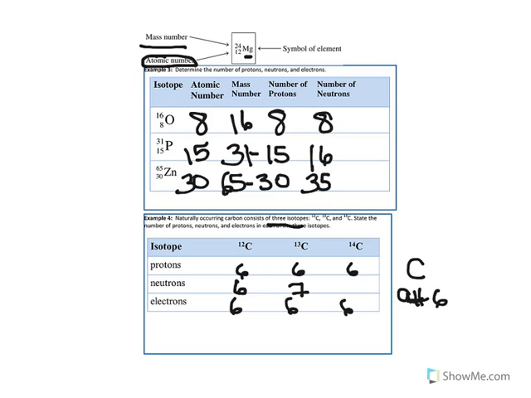Why don't you try carbon 14? Carbon 14 has a mass number of 14, and 14 minus 6 protons leaves us with 8 neutrons. Again, the only difference in an isotope of an element is the number of neutrons. The number of protons and electrons stays the same.